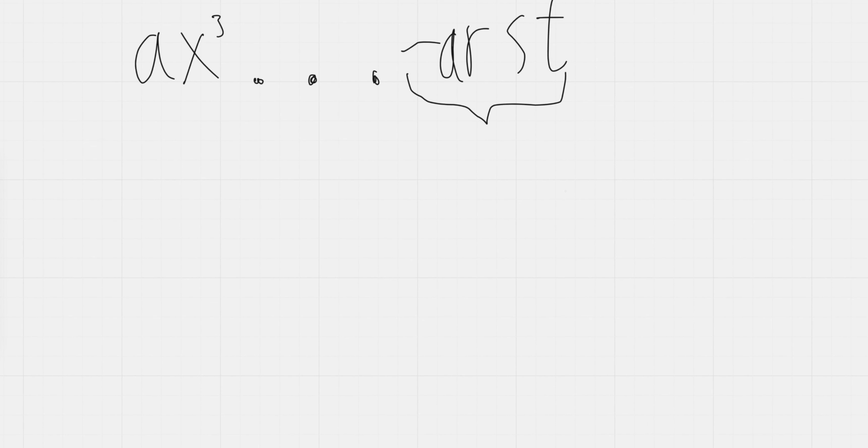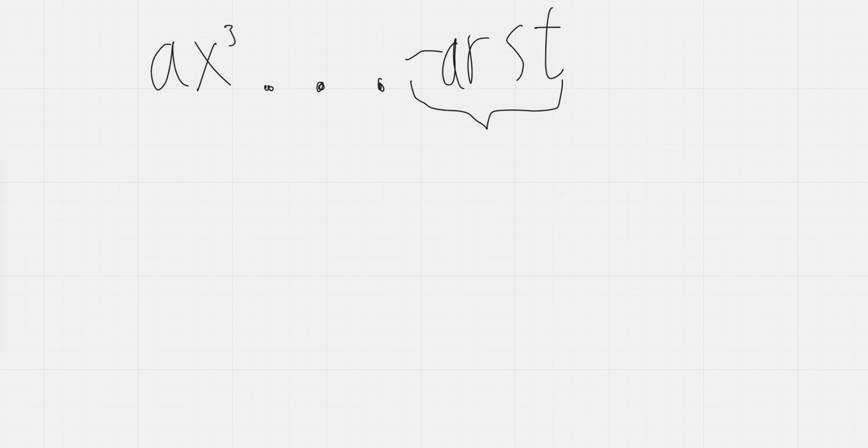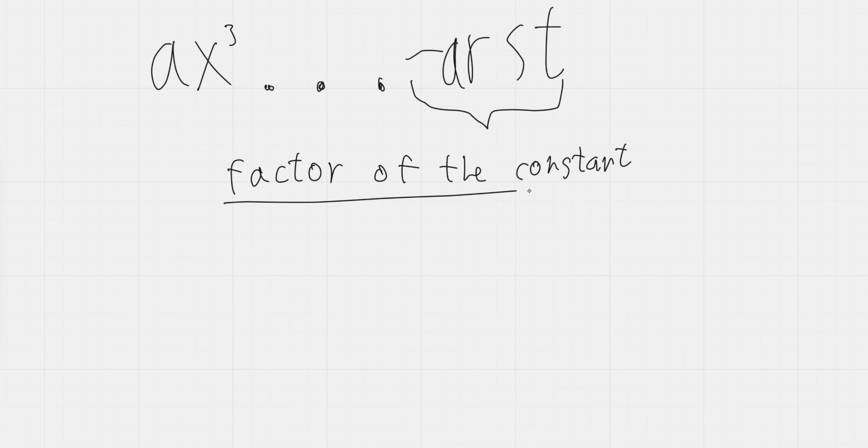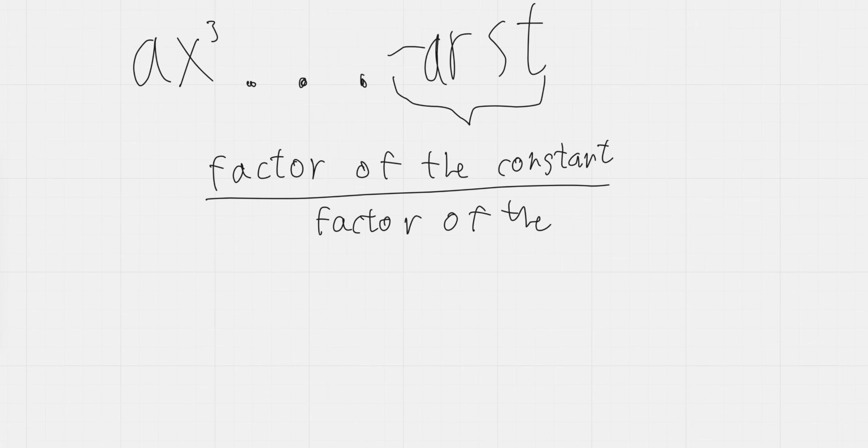So basically, this theorem is called the rational root theorem, and what it says is that any root of this polynomial can be expressed as a factor of the constant term divided by a factor of the leading coefficient.